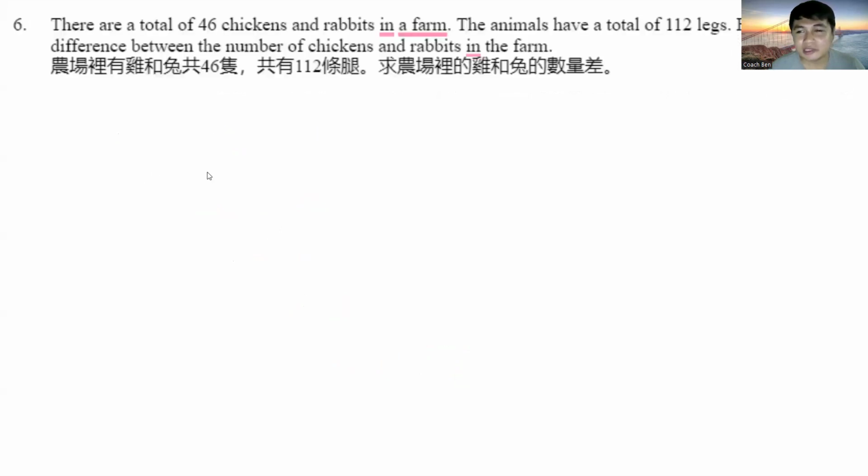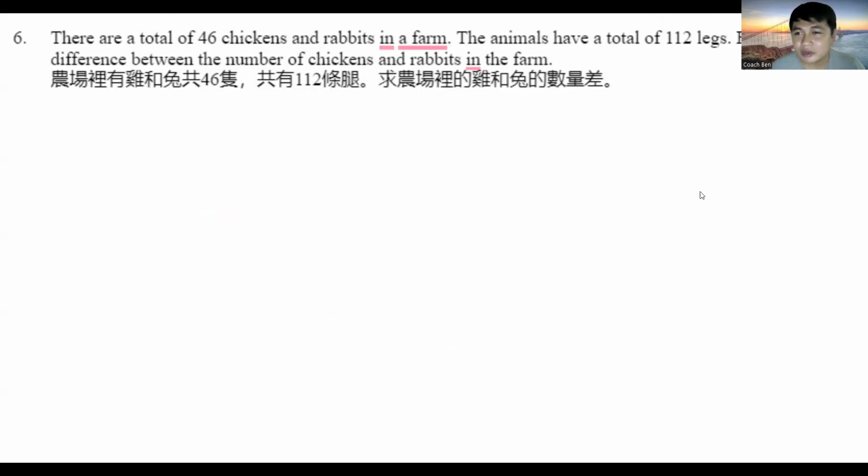Now, how about for number 6? There are a total of 46 chickens and rabbits in a farm. The animals have a total of 112 legs. Find the difference between the number of chickens and the number of rabbits in the farm. So does anybody want to volunteer for number 6?